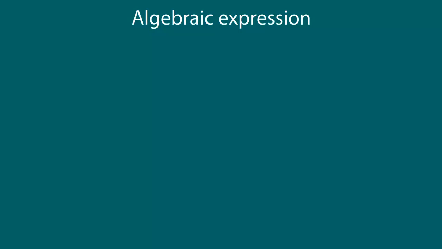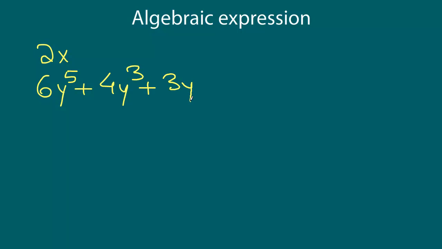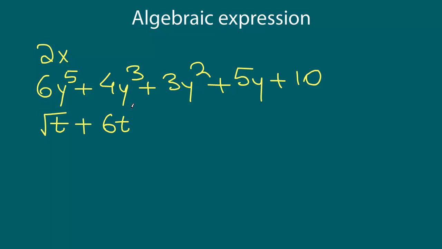So we will write some completely random algebraic expressions. Let's say the first example we write is 2x. The next one is, let's say, 6y^5 + 4y^3 + 3y^2 + 5y + 10. The next example, let's say, is square root t + 6t^4. Let's write a few more.